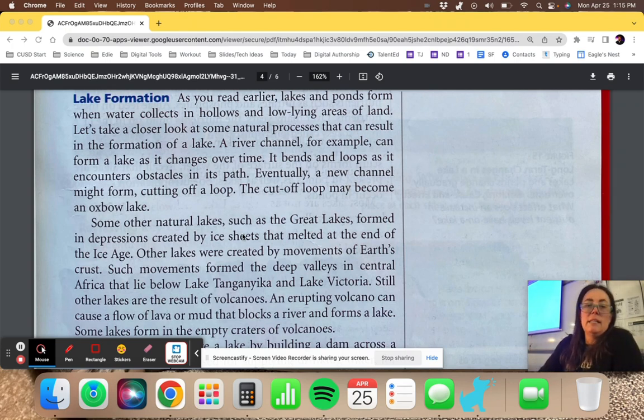Some other natural lakes, such as the Great Lakes, formed in depressions created by ice sheets that melted at the end of the Ice Age. So that we showed you Lake Alberta. Other lakes were created by movements of Earth's crust, like the shifting apart and forth. Such movements form deep valleys in Central Africa that lie below Lake Tanganyika and Lake Victoria.